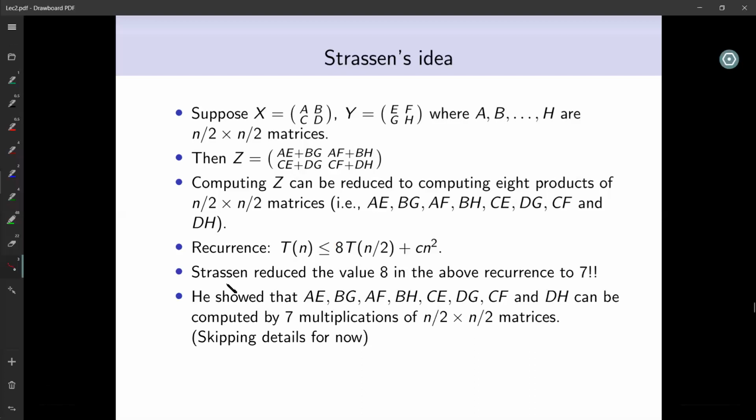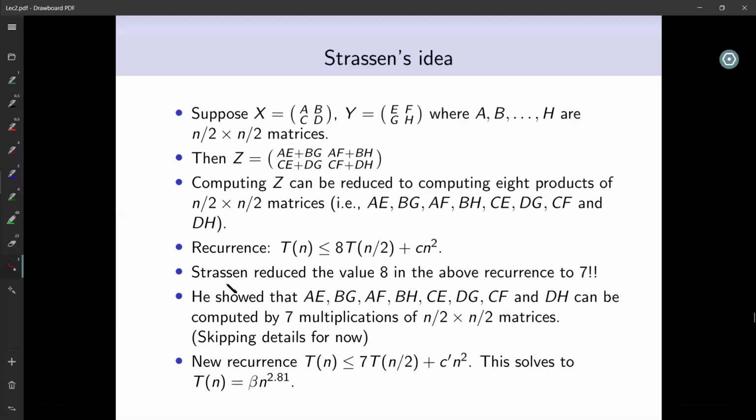So once we replace this 8 by 7, this drastically improves the performance. Strassen showed that this recurrence can be solved to Tn equal to some constant times n to the 2.81. So this is an improvement compared to n cube, right?